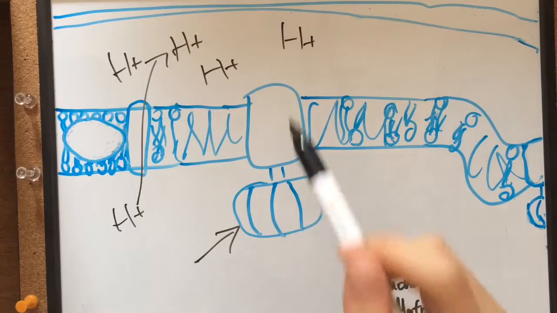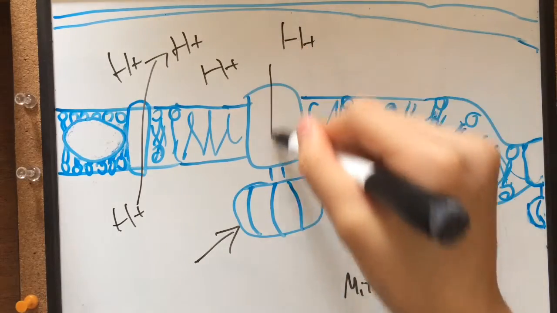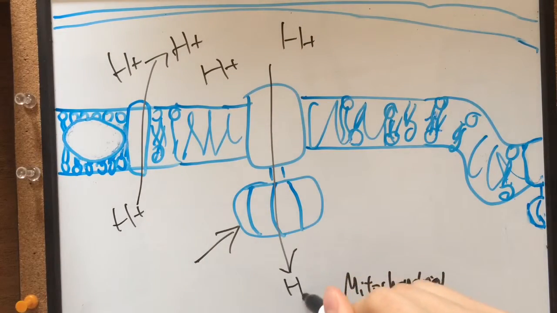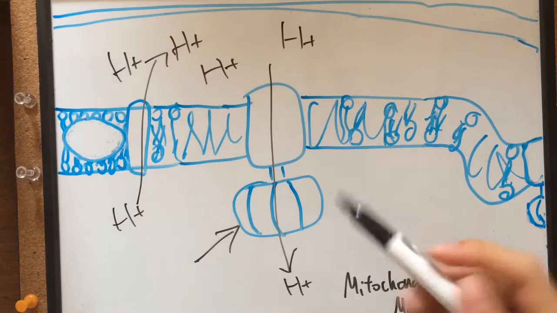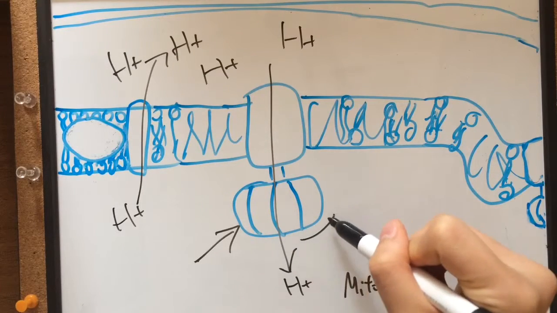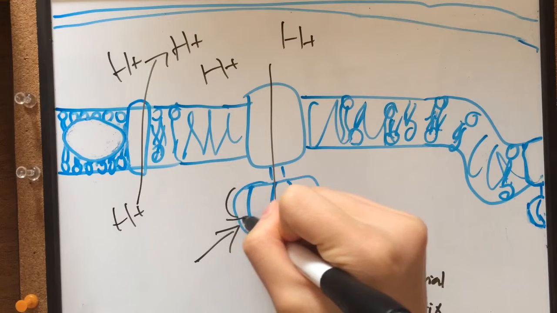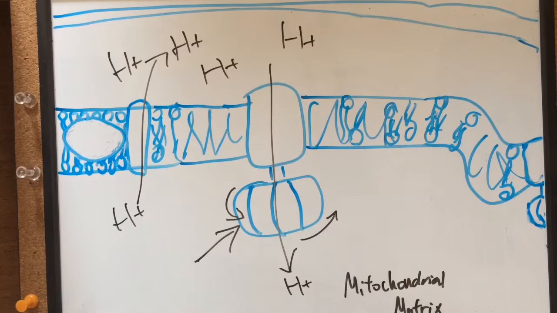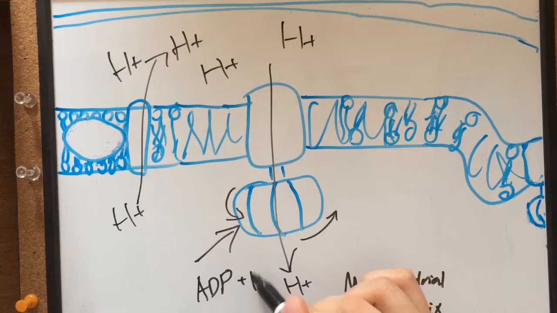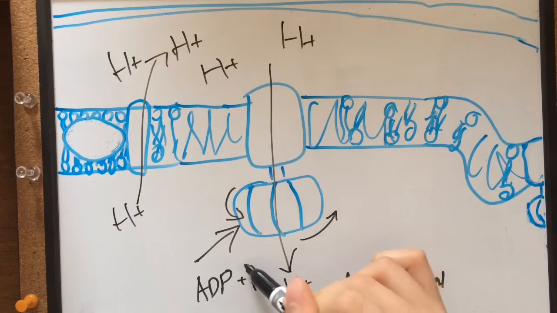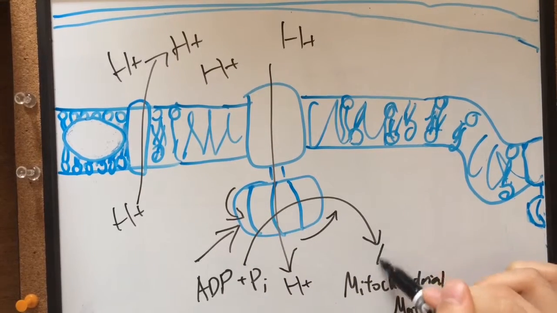So as the hydrogen ions go through, the synthase turns. So I'll just draw arrows. And so as it turns, the enzymes inside the little knob over here convert ADP and some inorganic phosphates, Pi, into ATP.